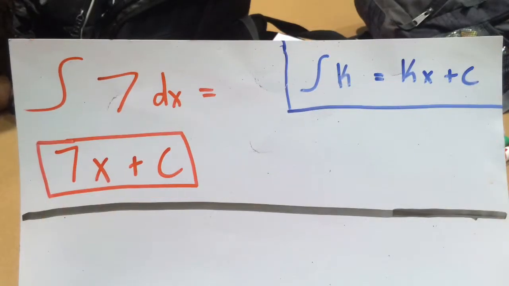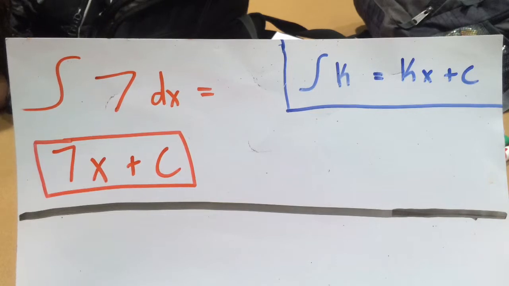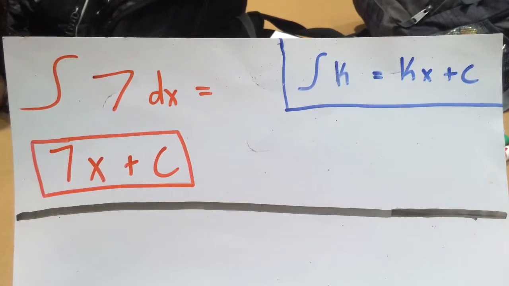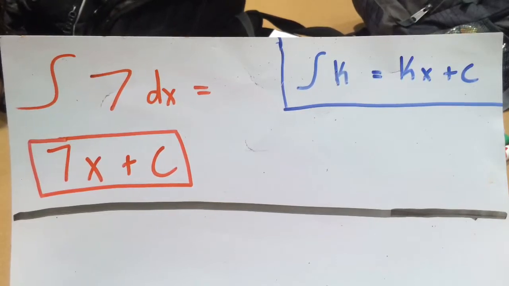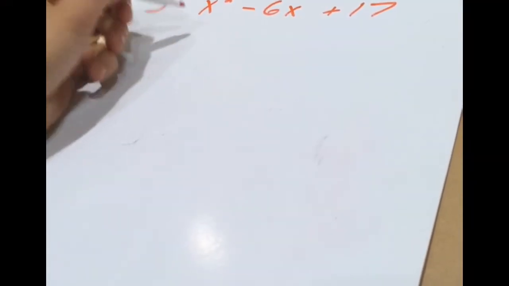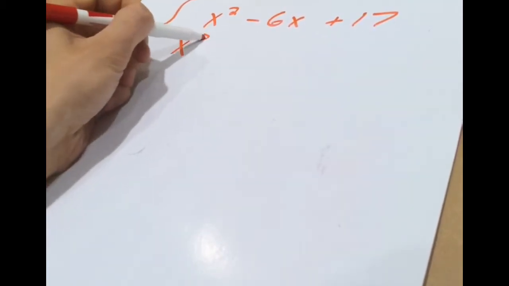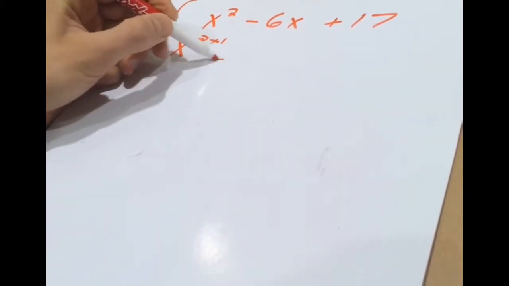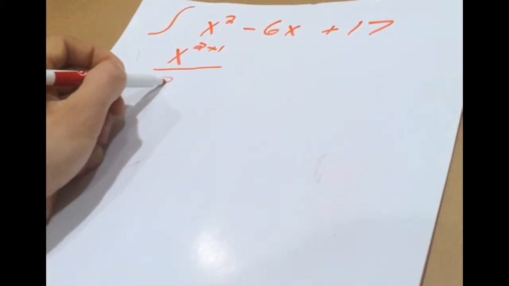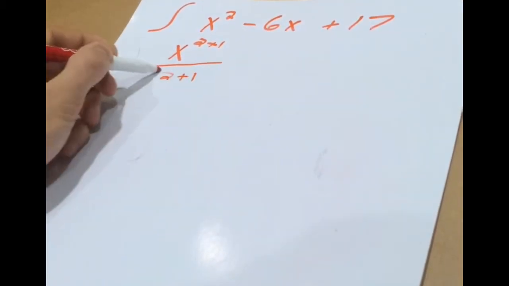And last but not least is the constant rule, probably the easiest and most forgotten rule for anti-deriving. This is a very simple example of anti-deriving using a couple of the rules that we have learned, including the power rule twice and the constant rule.